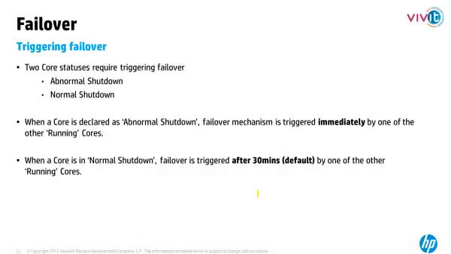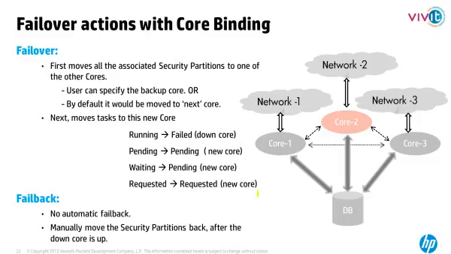Okay, so we just talked about what events trigger the failover. Now we'll get into the details: what failover actions happen with core binding and what actions with distributed round robin, because we have only two main topologies. So again, in this example, I'll take core 2 as the one that's either normally or abnormally shut down. I just made it a little red there.